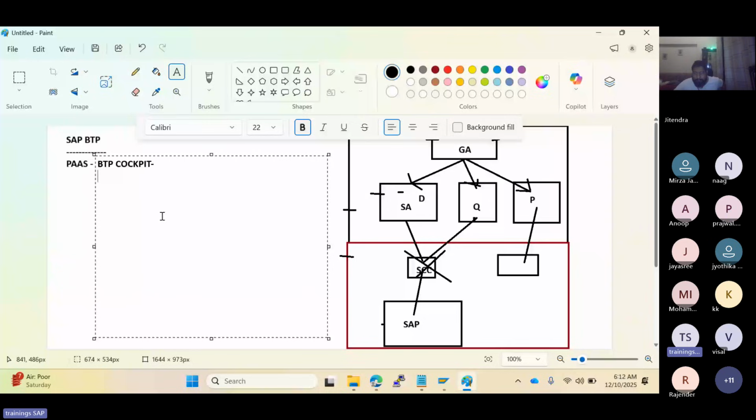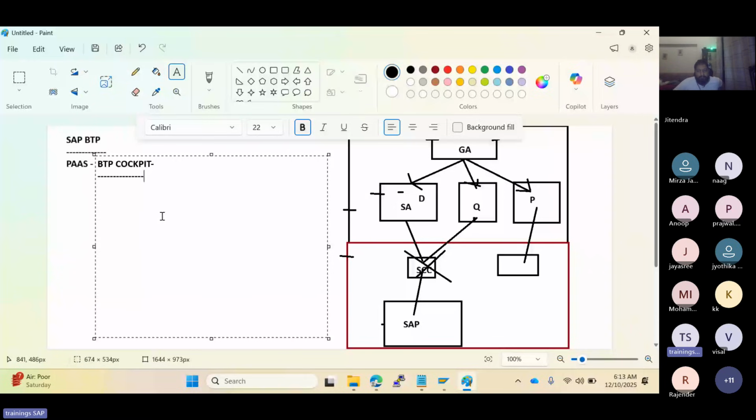It's a web-based administration console. This is used to manage all the BTP related services: global accounts, sub accounts, services, applications, tools, everything we can manage under the BTP cockpit here. It's like a control center. We can manage the sub accounts, runtime environment, security, usage, connectivity, deployment, integration, databases, quotas, users, all the information we have to manage here.